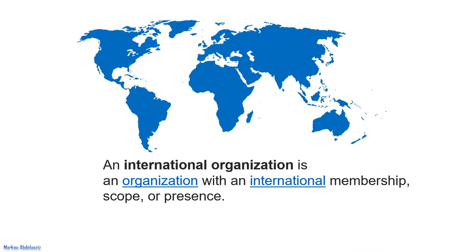So an international organization is an organization with an international membership, scope or presence. An international organization doesn't work only in one country, like for example in Brazil or United States or Norway or Australia or wherever it is, but it works in all the world, internationally. Okay, this is a short definition that you have to copy in your notebooks.